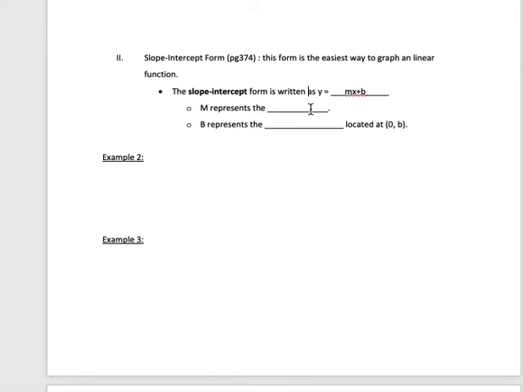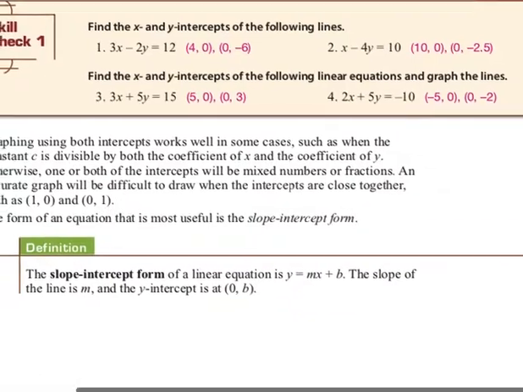Y is equal to mx plus b. M represents the slope, and we talked about that at our last lesson. And b represents the y-intercept. I'm just going to write y-int. That's what it means, y-intercept. And that's located at the point 0, comma b. So whatever b is going to be your y-intercept. Let's look at example number 2.